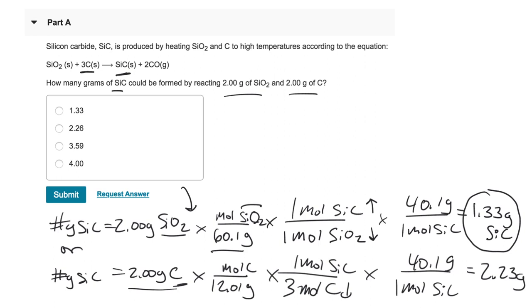Okay, so in order to get 2.23 grams of silicon carbide, I'm going to need more SiO2 to be present, because if I react all the SiO2, I only get the 1.33 grams of silicon carbide. To get the 2.23 grams, I need more SiO2 to have been present. So I will run out of SiO2. The reaction is going to stop when I hit 1.33 grams of silicon carbide.